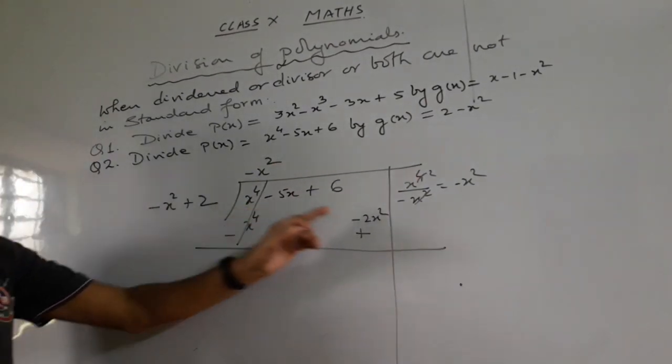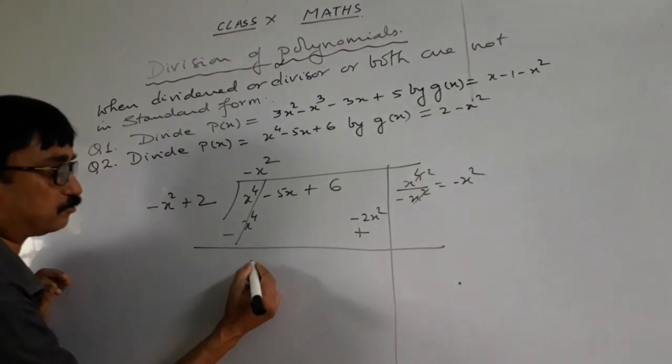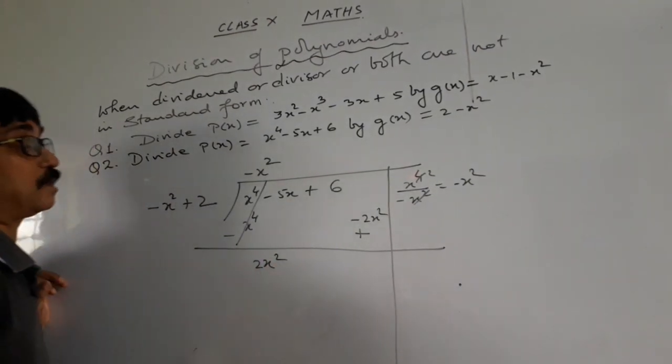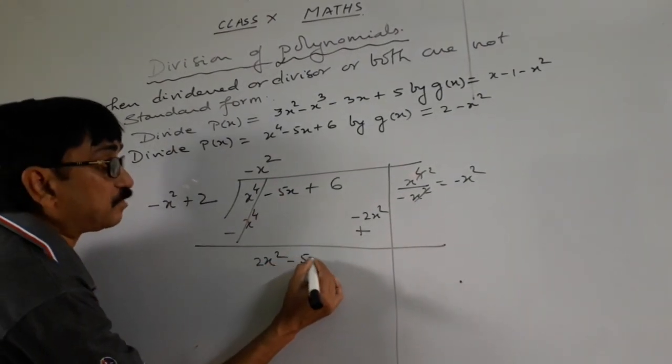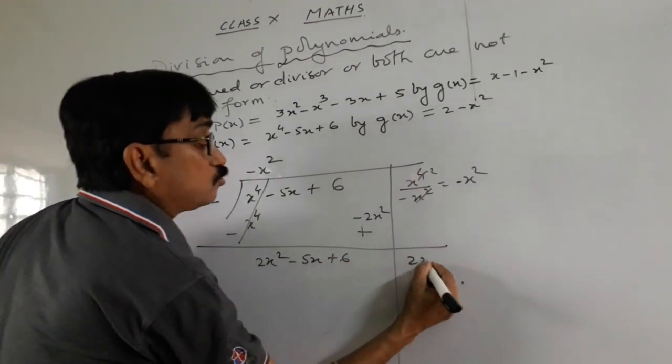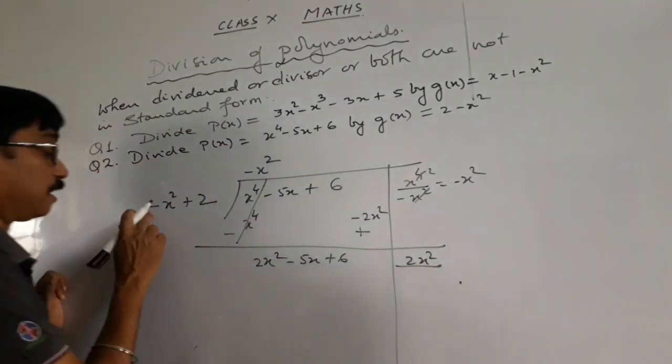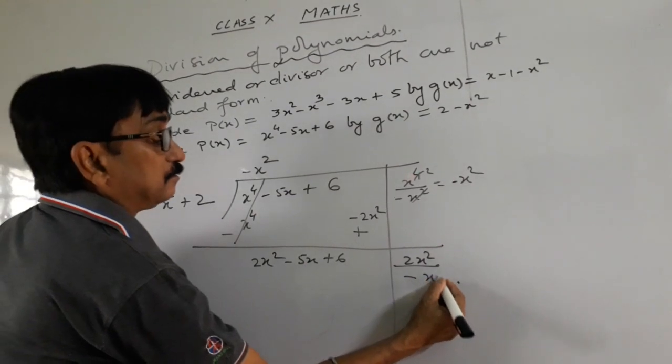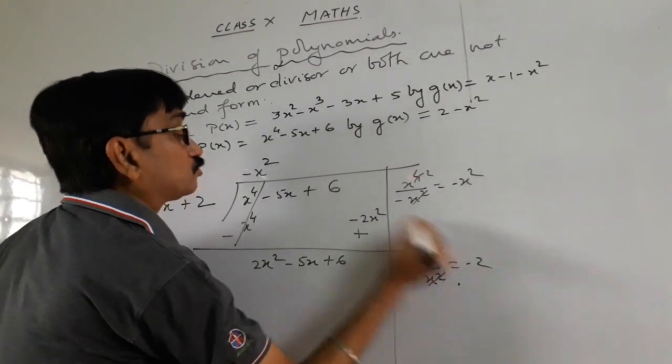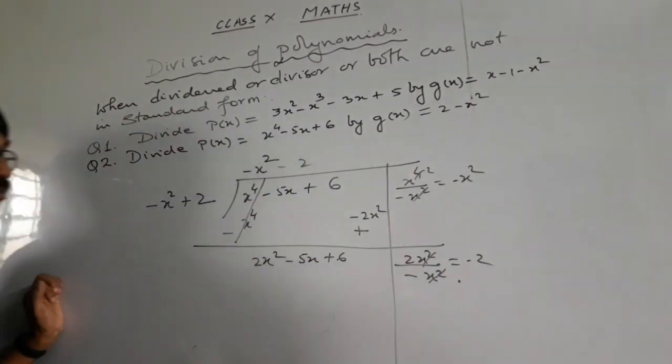So now we come to x square. This x square now we have to write inside 2x square. Then we write down minus 5x plus 6. Now 2x square is the first term and minus x square. We divide it, we get minus 2. So the second term becomes minus 2.